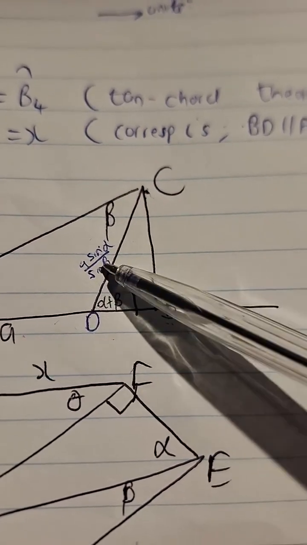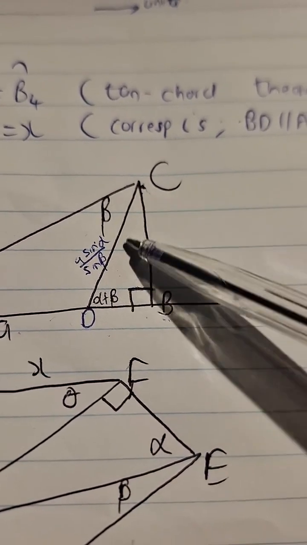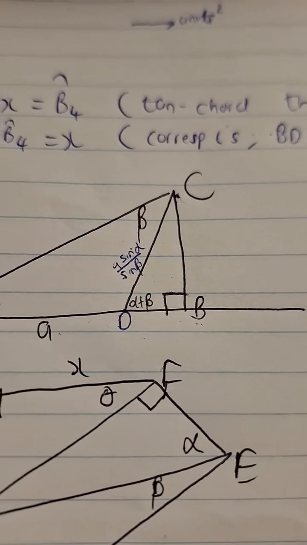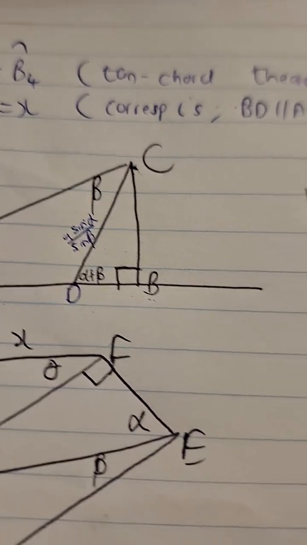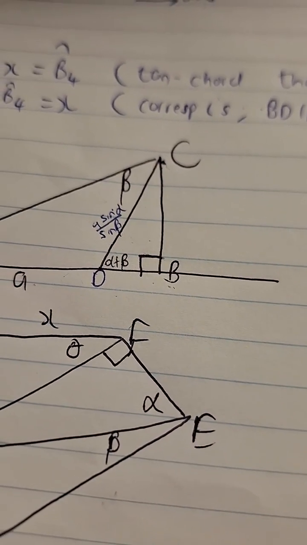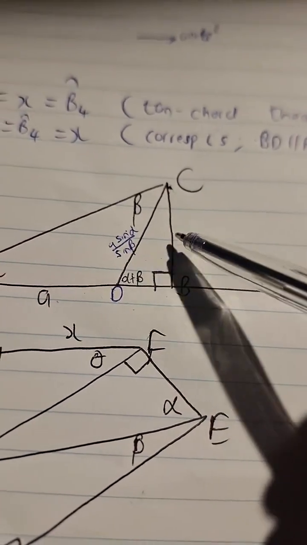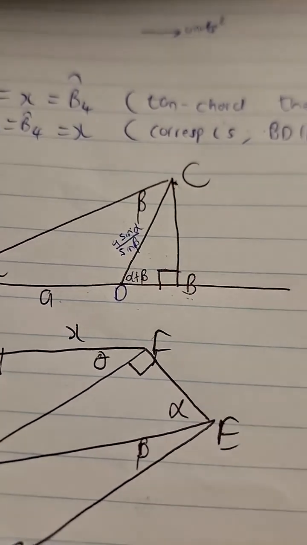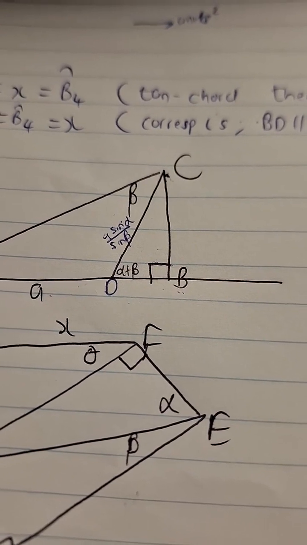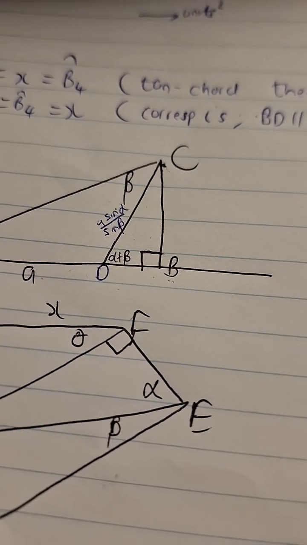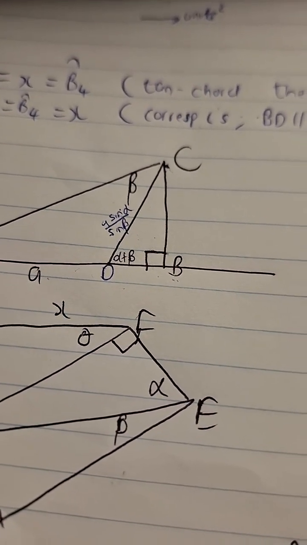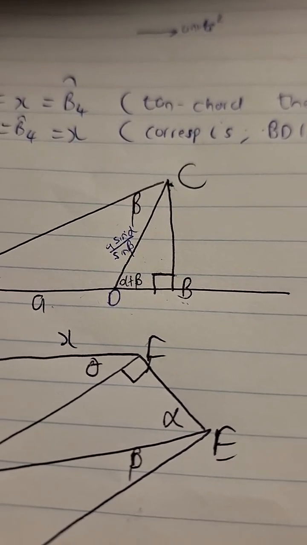All right, so this is the hypotenuse. The relationship, which trig ratio takes care of opposite and hypotenuse? Which trig ratio has opposite and hypotenuse? Sine, 100%.